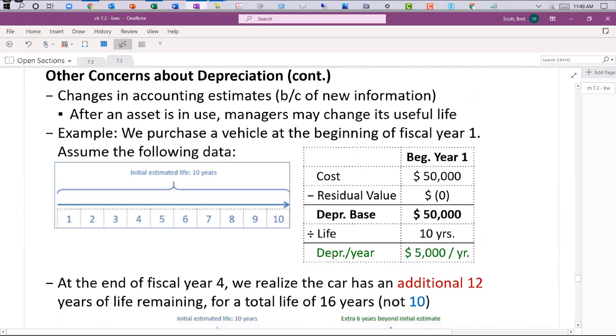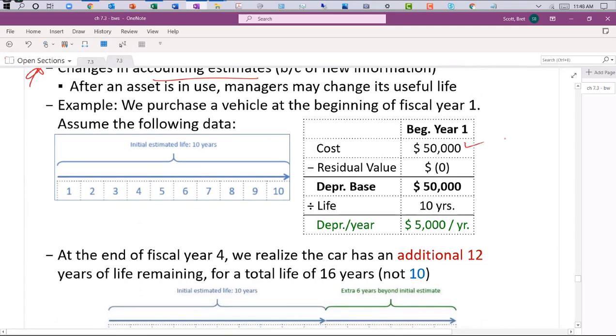Other concerns about depreciation, here's a big one. Always see this one on the exam. What if we change our estimate? Remember, these are all guesses, right? So what if we find out new information as we're using this thing? So assume that we buy a vehicle, it costs us $50,000. We plan to use it for 10 years. We'll just scrap it. So I'm going to take the depreciable base and spread it out over 10 years. Fine. Every year, we're going to get $5,000 worth of use out of the truck.